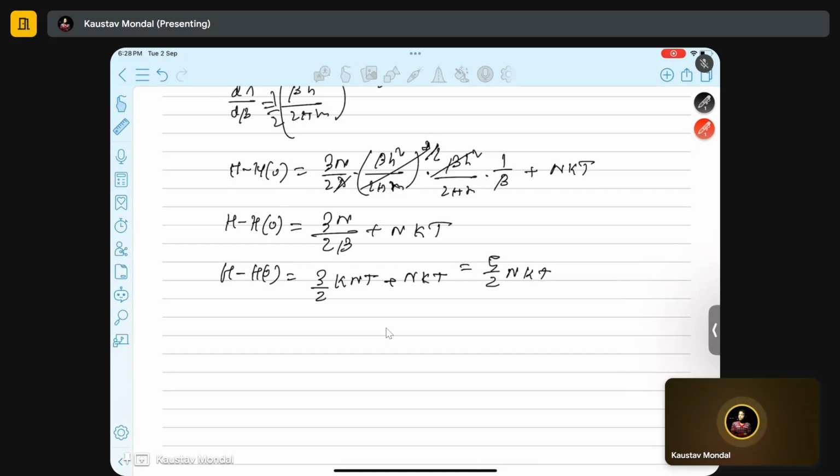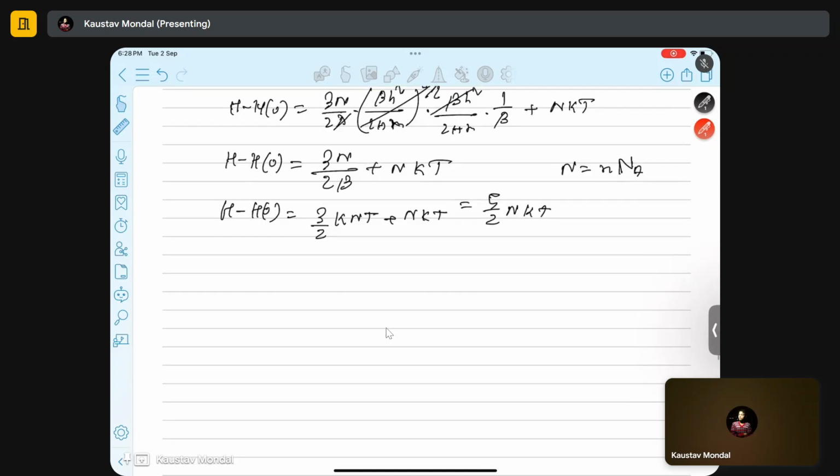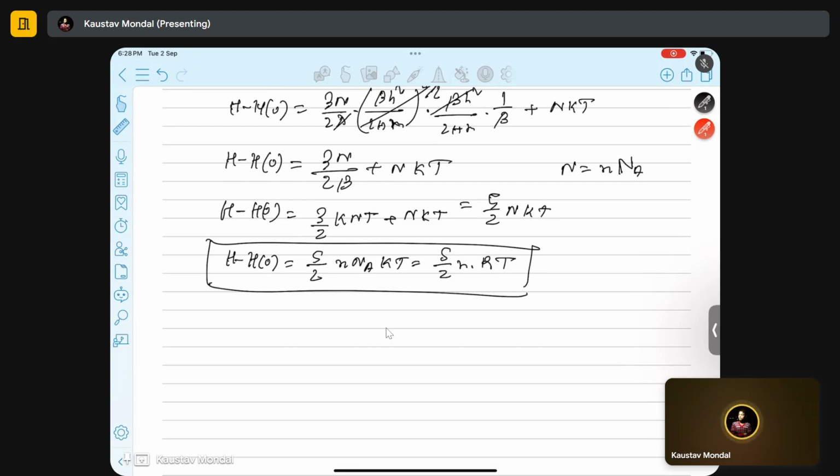Now n is, we know, the total number of particles, right? So we can write this total number of particles in terms of moles and Avogadro number. So n can be written as n moles times NA, that is the Avogadro number. So H minus H0 will simply turn out to be 5 by 2 into n into NA kT. That means 5 by 2 n, NA into k is R, the ideal gas constant, into T. So 5 by 2 nRT, right? Now we got the enthalpy of an ideal gas.